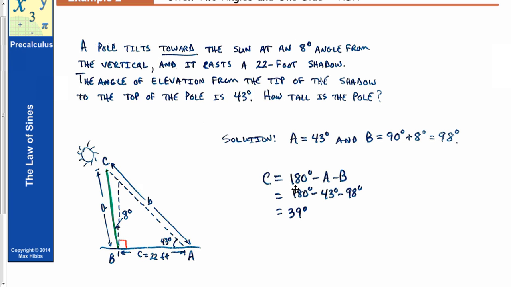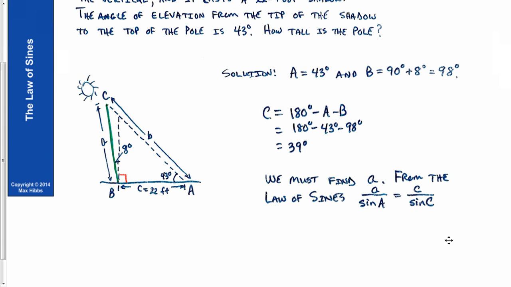So angle C is 180 degrees, the sum of all of the angles in a triangle, minus the two angles that I know. And that calculates then that C is 39 degrees. So now I know angle A, I'm looking for side a, but I know angle C and side c, and so I'm set to use the law of sines. And this is the form I'm using, okay? I'm looking for a, I know angle A, I know side c, and now I know angle C, so I'm set. Okay, well, let's get to work then.